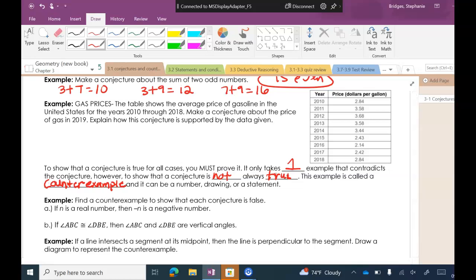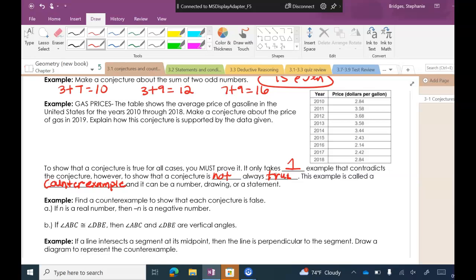Okay, a counterexample can be a number, it can be words, it can be a picture. It can be anything that you can provide that will disprove a conjecture, that will prove it false. Okay, so the first one, it says find a counterexample to show that each conjecture is false.